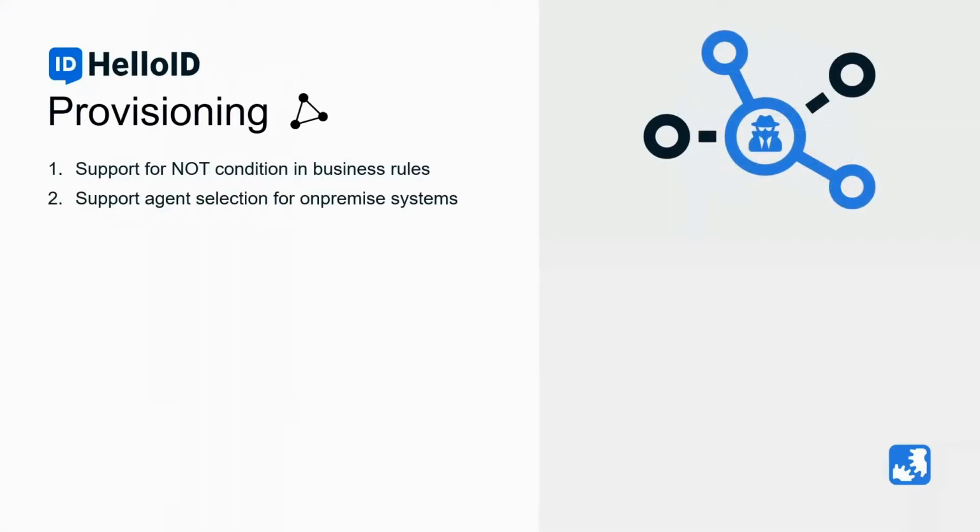Secondly, we support multiple on-premise agents, in which we can specify the agents responsible for handling the requests for a specific system. This option is available for source and target systems.